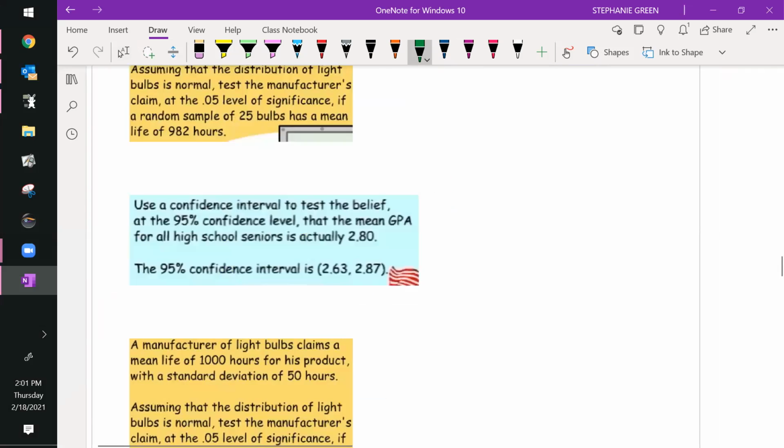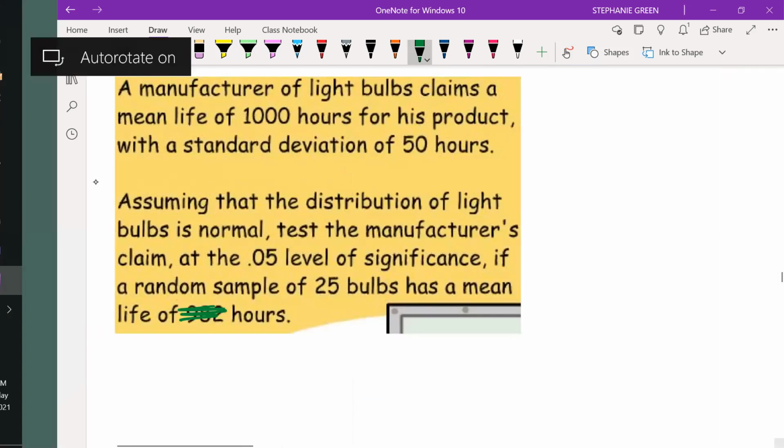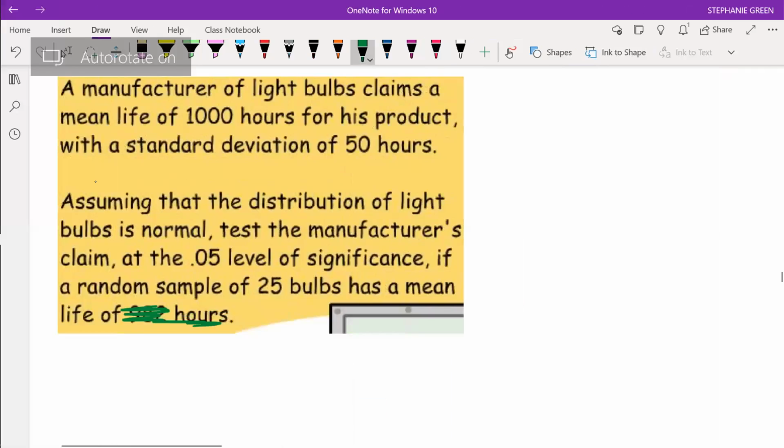So the first one, going down to this last one, the last time they talk about the light bulb factory, they actually changed this 982 to a 975. They do these quality checks pretty often in factories. So every time they do the quality check, they have to determine if the difference in results is statistically significant. So this time they get an even lower amount of hours for the lifetime of these light bulbs. So we need to do it again.